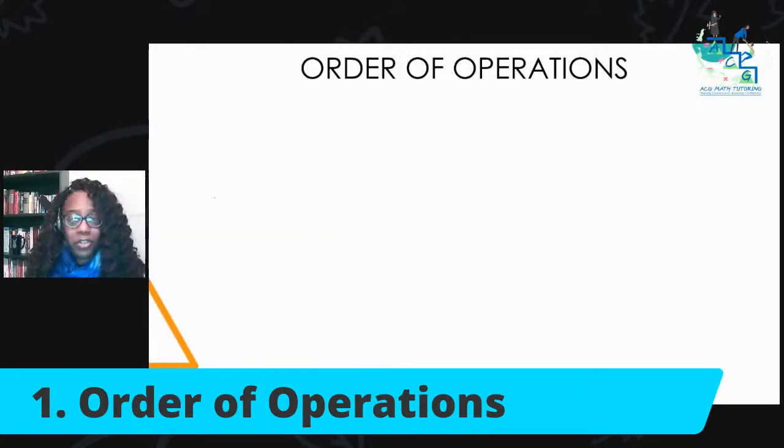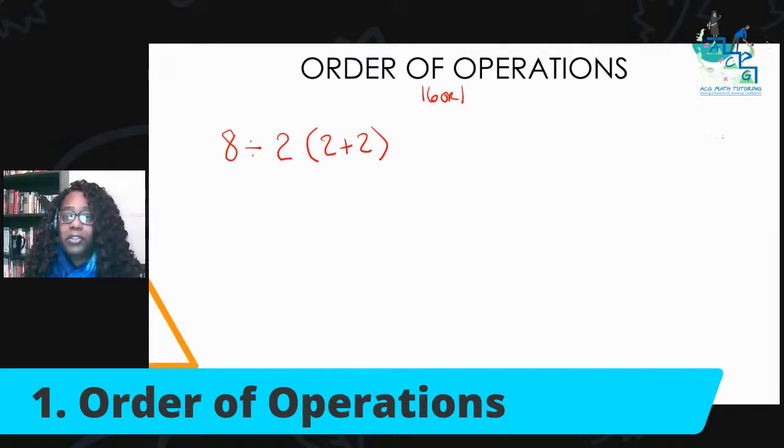So the original problem was 8 divided by 2 times (2 plus 2). And we want to know if the answer is 16 or 1. If you're unfamiliar with PEMDAS, or if you're from Canada, I know instead of the P, a lot of people had the B. So I'm going to put a slash for the B, because just because we live in the States doesn't mean we can't be international.